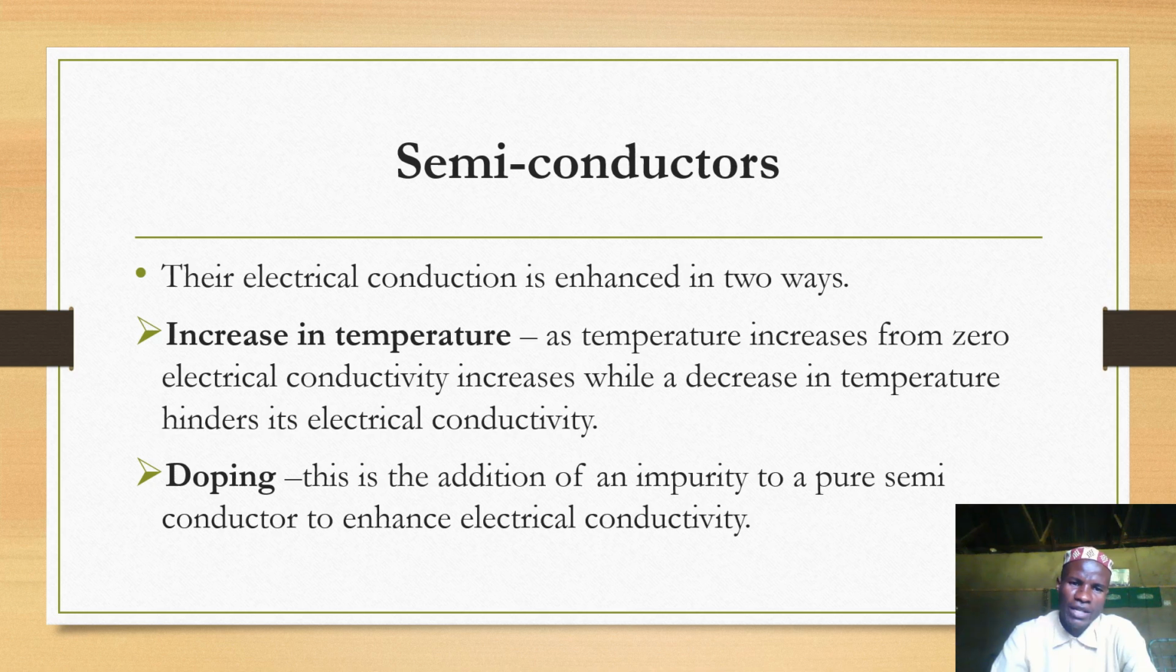Then another way we can make a semiconductor conduct is by doping. What is doping? This is the addition of an impurity to a pure semiconductor to enhance electrical conductivity. So we are just introducing a substance known as an impurity to this pure semiconductor to enable it to conduct electricity.